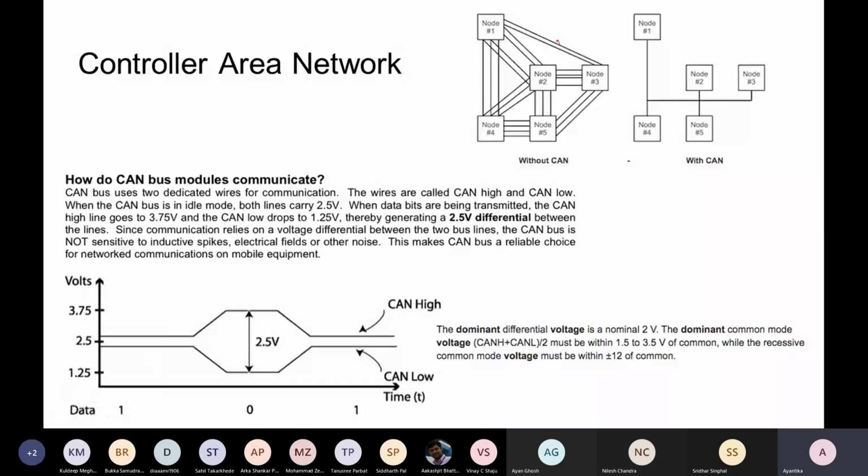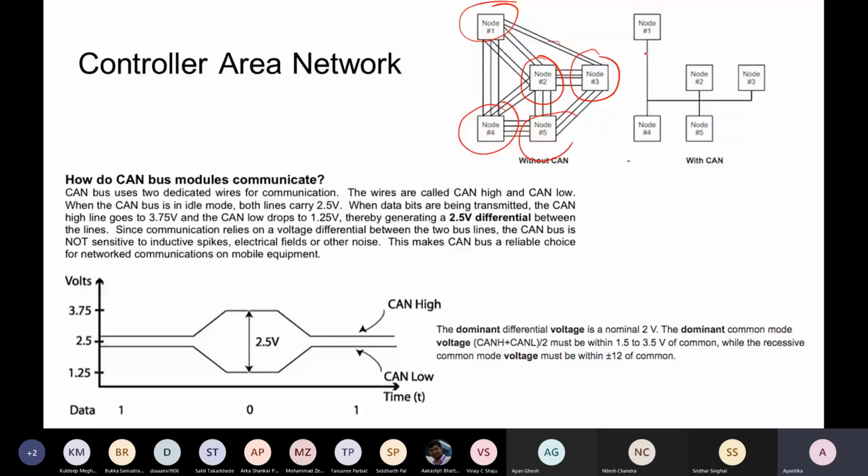You can think of these nodes as multiple ECUs of your car. When there was no CAN, the communication was not fully structured. Every node was communicating with everyone, so it was difficult to manage this communication.